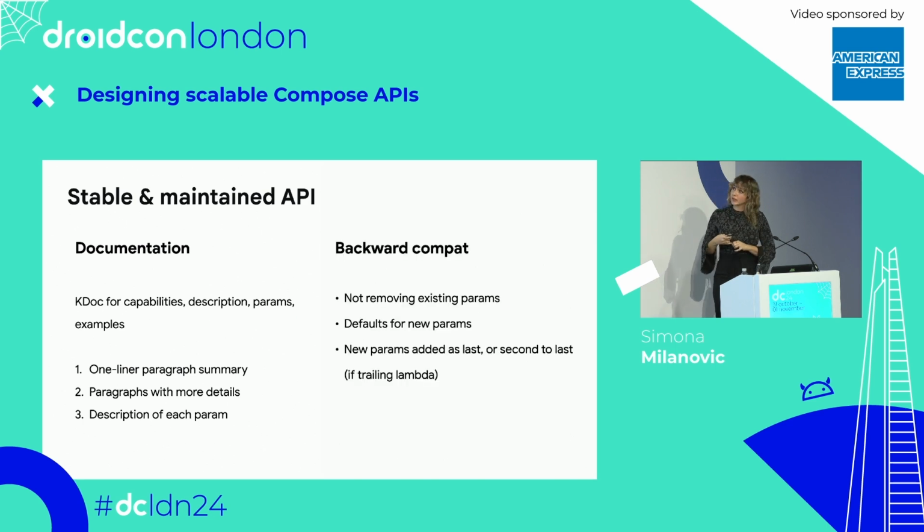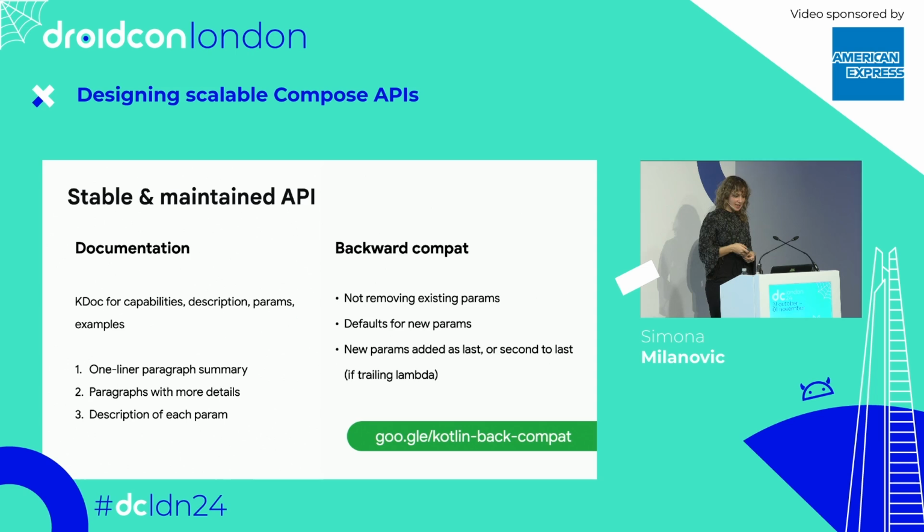And if you're developing for external usage, you need to ensure that backward compatibility is supported and in place. Since every composable is basically a function, there are some rules to follow and watch out for. For example, not removing existing parameters, adding default expressions to new parameters of existing functions, and adding new parameters as the last parameter, or second to last in the case of trailing lambdas. You might decide to put a new parameter closer to other parameters that are semantically closer. But for in-depth documentation on this, make sure to go through this.